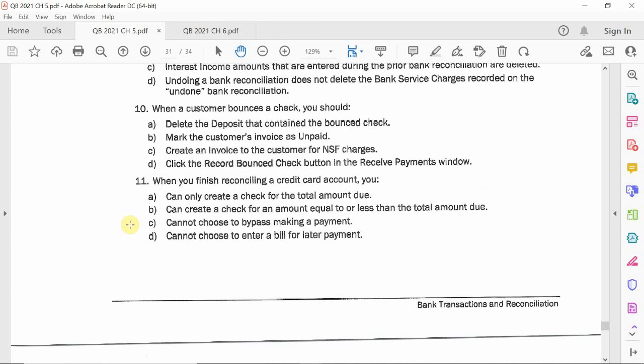Number 11, when you finish reconciling a credit card account, you... B. That's correct, right? You have that extra window. That's the difference between doing a bank reconciliation and doing a credit card reconciliation, right? The difference is that you get an extra window that asks you to do an option. You can either write a check to pay the credit card right then and there, or you could choose to enter in the bill accordingly. Okay?